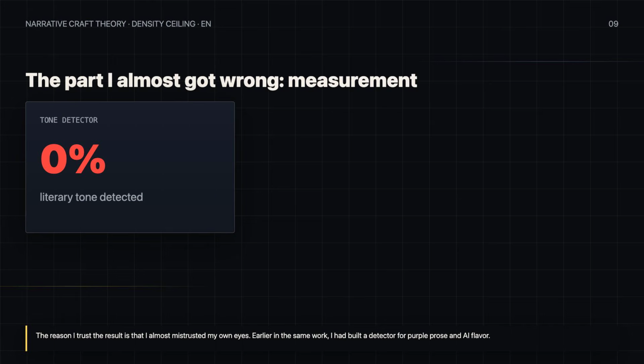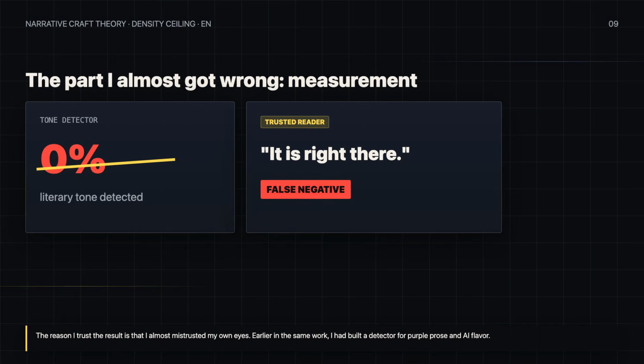The reason I trust the result is that I almost mistrusted my own eyes. Earlier in the same work, I had built a detector for purple prose and AI flavor. It declared a chapter clean, 0% literary tone. Then a reader I trust looked at the same chapter and said, "No, it is right there." They were correct. The detector was not lying. It was obeying a bad definition. I had told it not to count a whole category of the problem, so of course it missed that category.